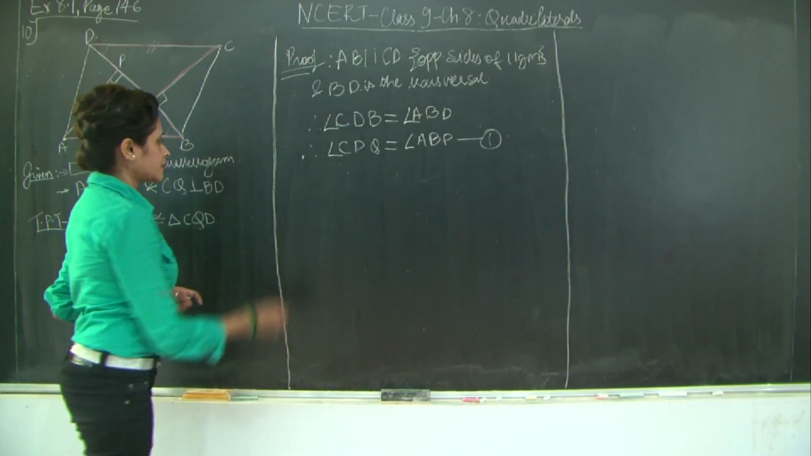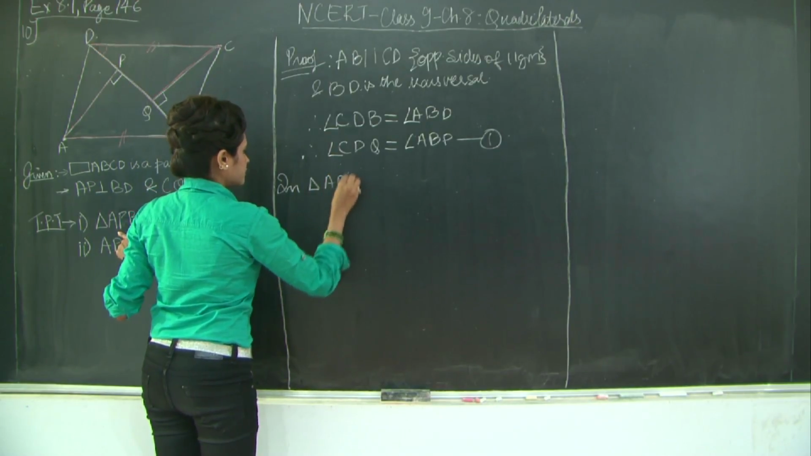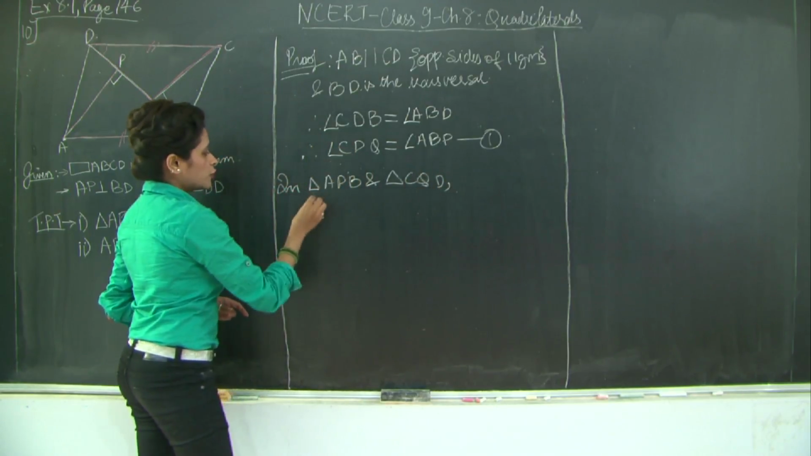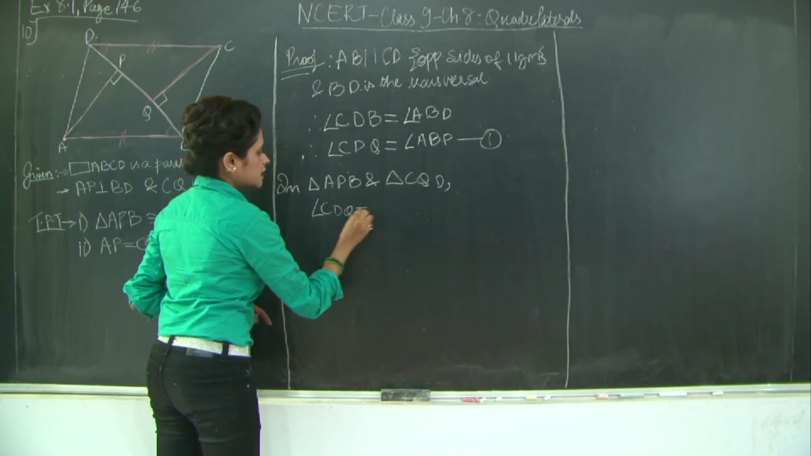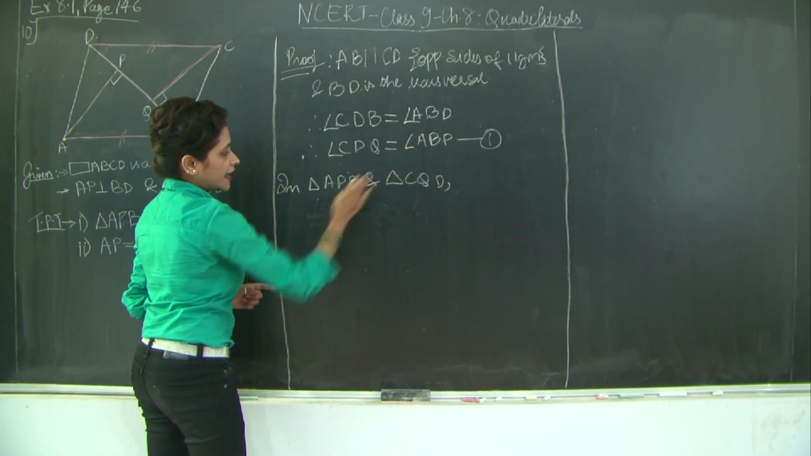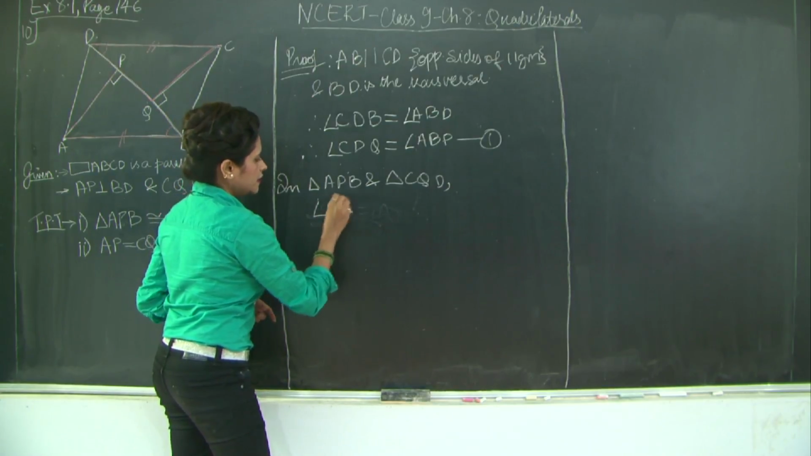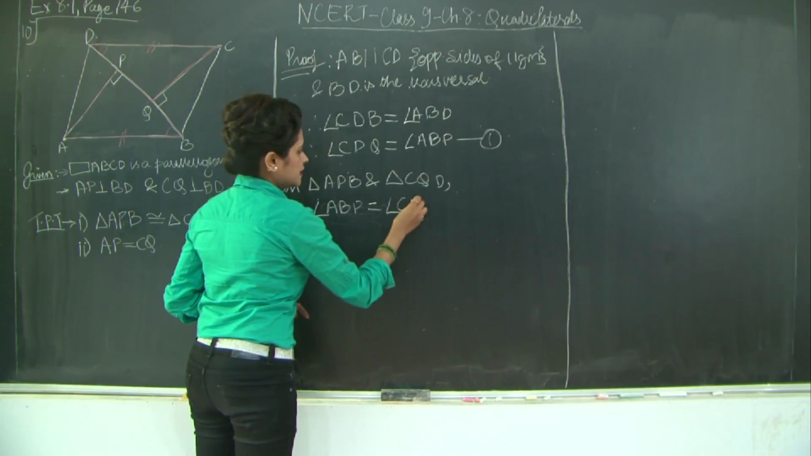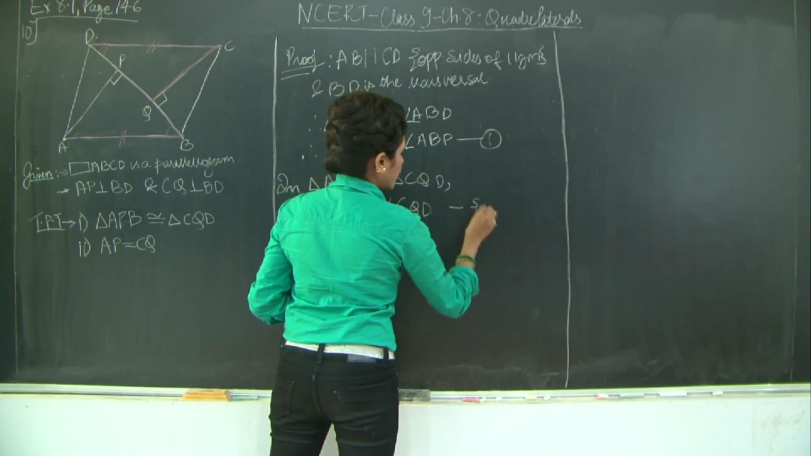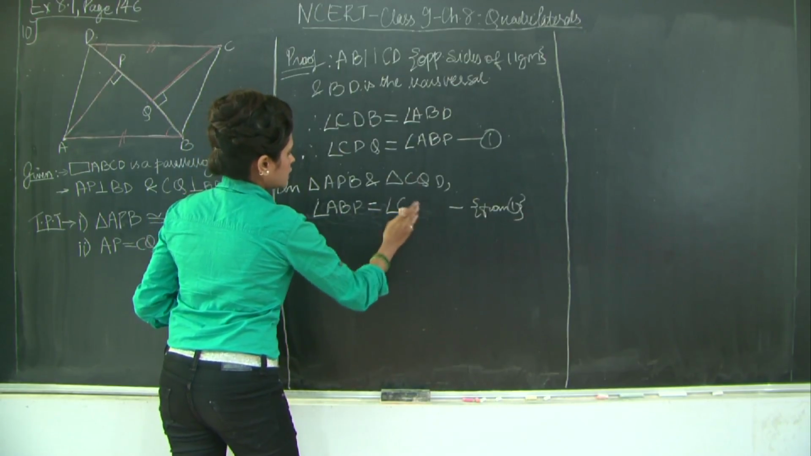Now, let us take the two triangles that we need to prove congruent. So, I will say in triangle APB and triangle CQD, I am going to say angle ABP is equal to angle CDQ. We will write it vice versa because we have ABP and CQD. So, their angles will come correspondingly below each other, right. So, I will say angle ABP is equal to angle CDQ from 1.